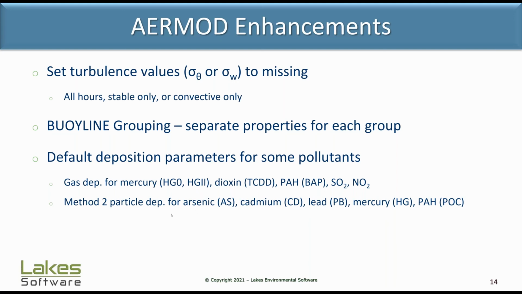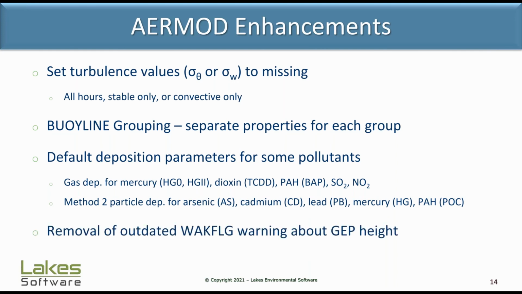default parameters. Method 2 particle deposition now also has fine mass fraction and geometric mass mean diameters applied for arsenic, cadmium, lead, mercury, and PAH in the form of the pollutant IDs identified here. So that helps reduce the burden a little bit of having to find those parameters on your own.